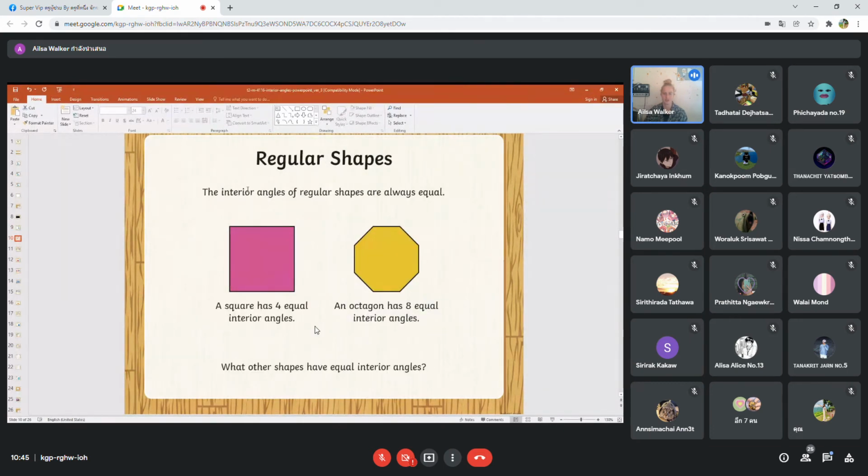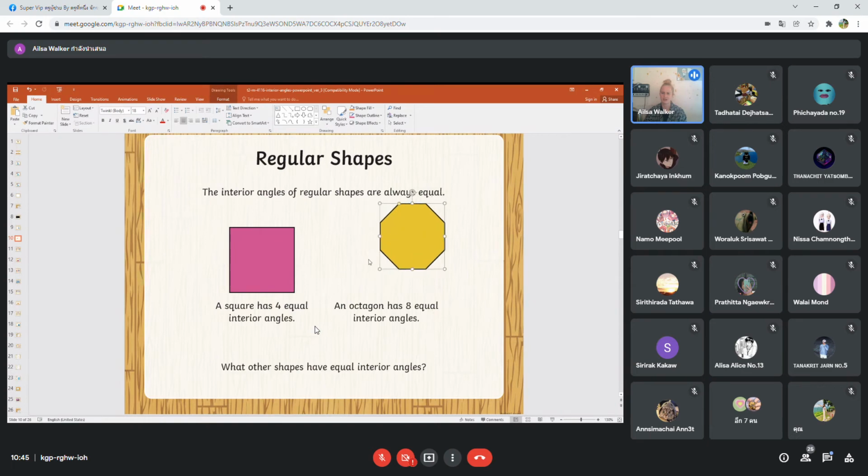Here are some regular shapes, okay? The interior angles of regular shapes are always equal. So what shape is this pink shape? What's it called? Square. A square has how many interior angles? 4. Yes, good. 4 interior angles, and they are all equal. They're all the same. So 90 degrees, 90 degrees, 90 degrees, 90 degrees.